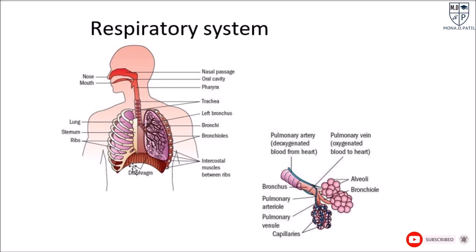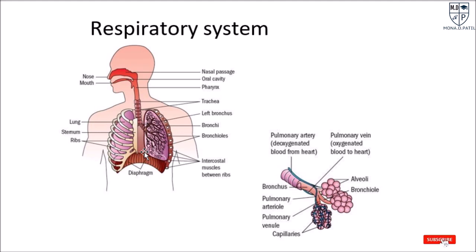It is present between the thoracic cavity and the abdominal cavity. This is the thoracic cavity, and below that, where the stomach is present, is the abdominal cavity, and between them the diaphragm is present. Simultaneous rising up of the ribs and lowering of the diaphragm causes a decrease in pressure on the lungs. Due to this, air moves into the lungs through the nose. When the ribs return to their original position and the diaphragm rises up, pressure on the lungs increases.